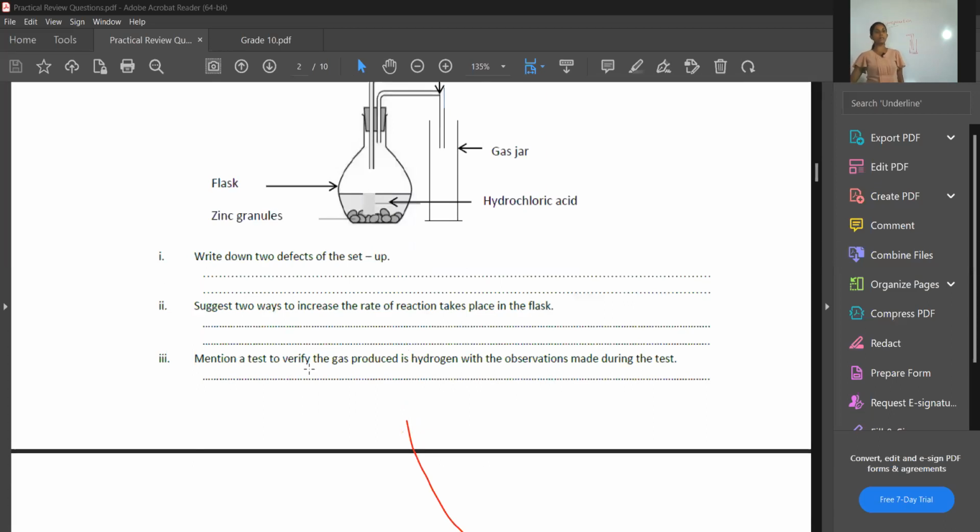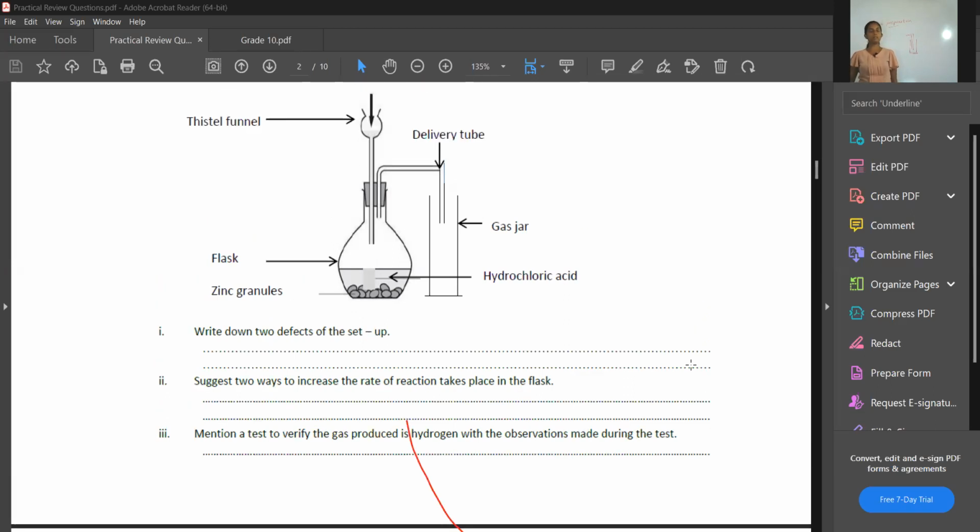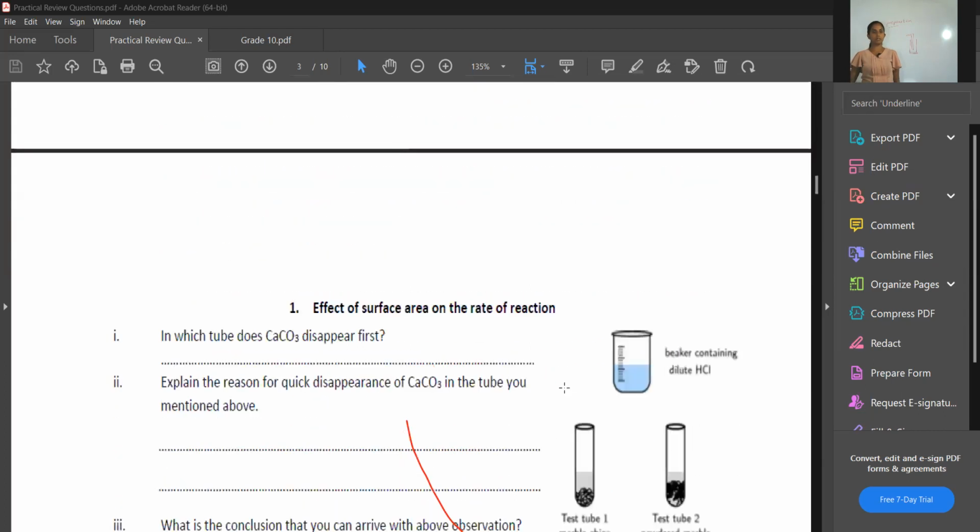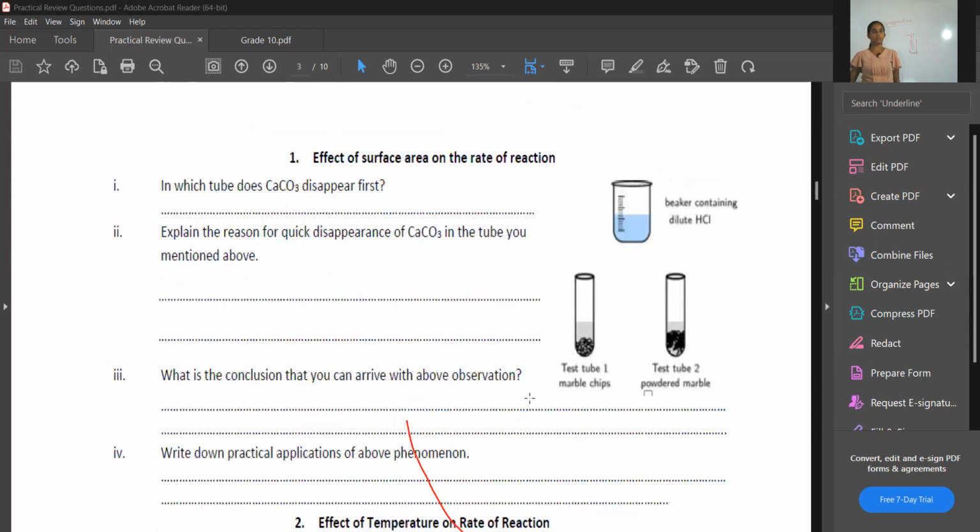Mention a test to verify the gas produced is hydrogen, with the observation made during the test. Yes, we can introduce a burning splinter. If it goes off with a pop sound, we can confirm the gas produced here is hydrogen gas, right? That is the normal method we use to identify hydrogen gas. Here also you can write that one. Then we'll move to the next part.